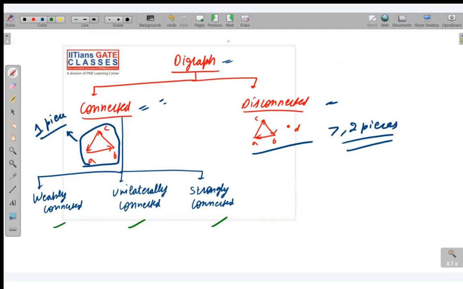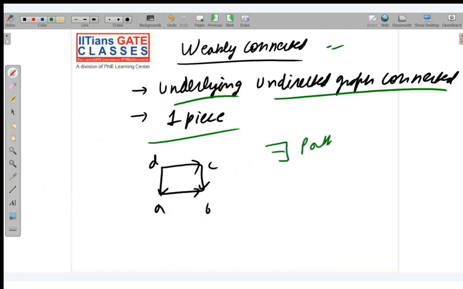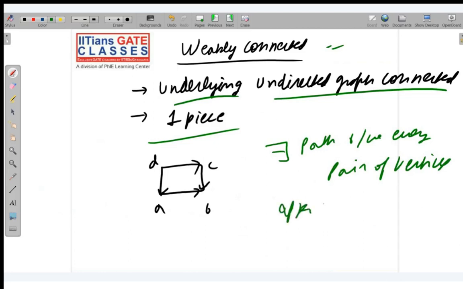Okay, so what is weakly connected? The underlying undirected graph should be connected. That means one piece. So you just remove the directions and now see the graph should be connected. Connected means there exists a path between every pair of vertices. And here what I am saying is, after removing directions.